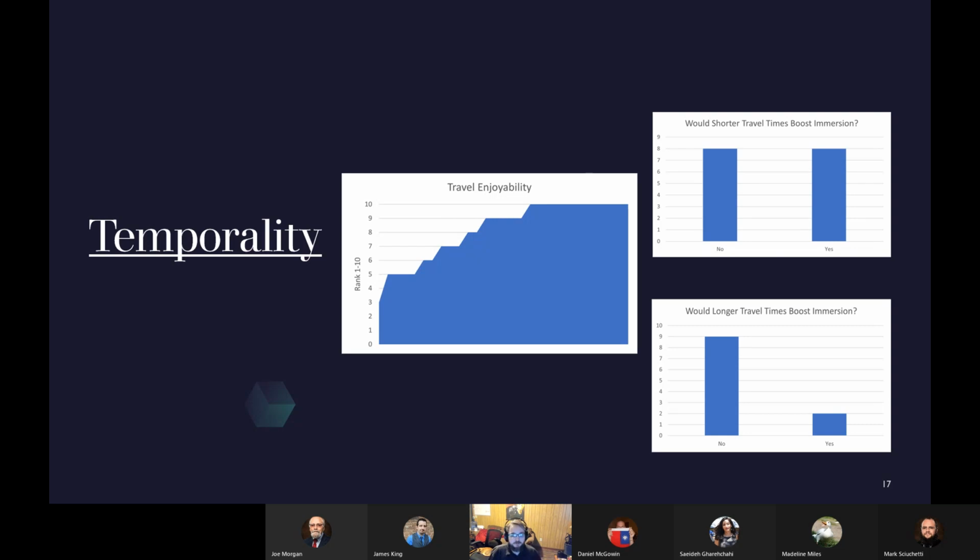So that being said, video games nowadays are pretty much created to be as streamlined as possible. So they keep travel time at a perfect level to not hinder an individual's immersion. So even though some people can't agree that shorter travel times would or would not affect their immersion, most everyone would agree that longer travel times would detriment their immersion.